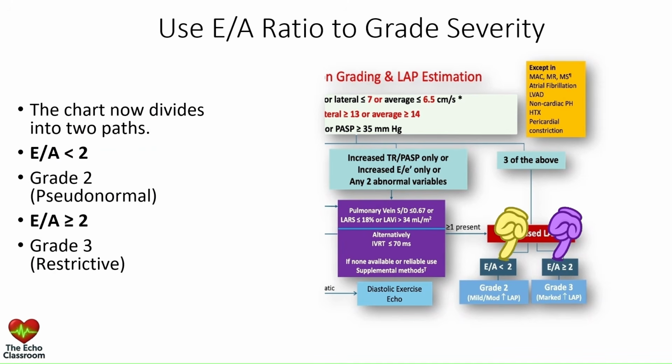Next, we will use the E/A ratio to help determine how severe the filling abnormality is. So now we would go to step 5. Again, we use the E to A ratio to determine the severity. If you have an E/A ratio that is less than 2, we would call this grade 2 diastolic dysfunction. If we have an E to A ratio that is greater than or equal to 2, we would consider this grade 3 diastolic dysfunction. Now let me just talk briefly about these individually.